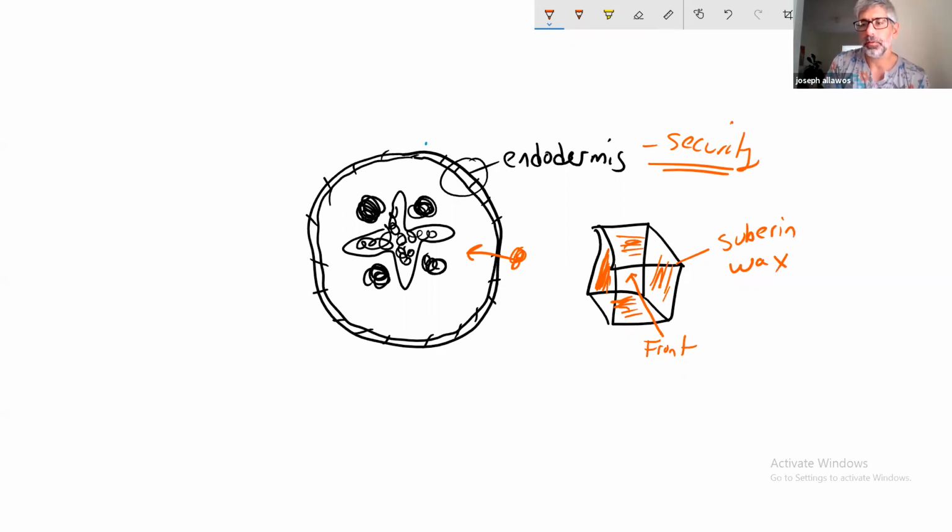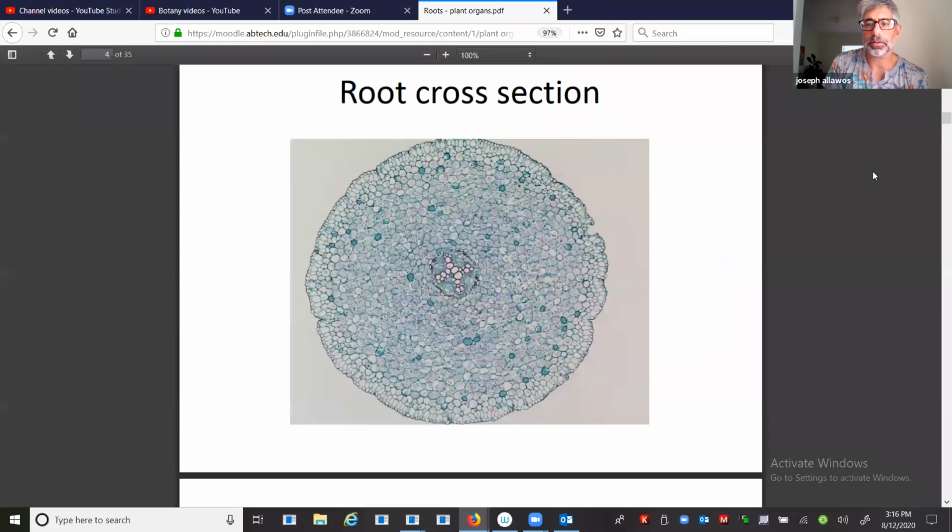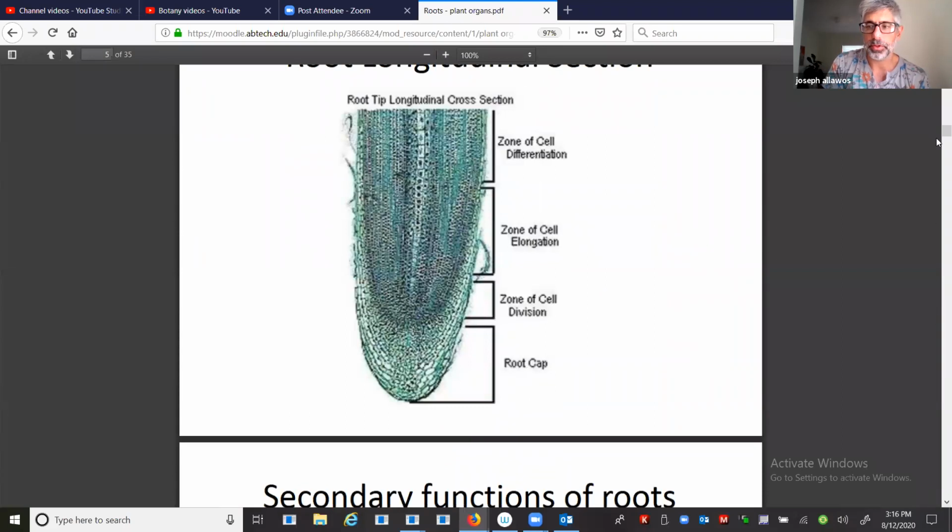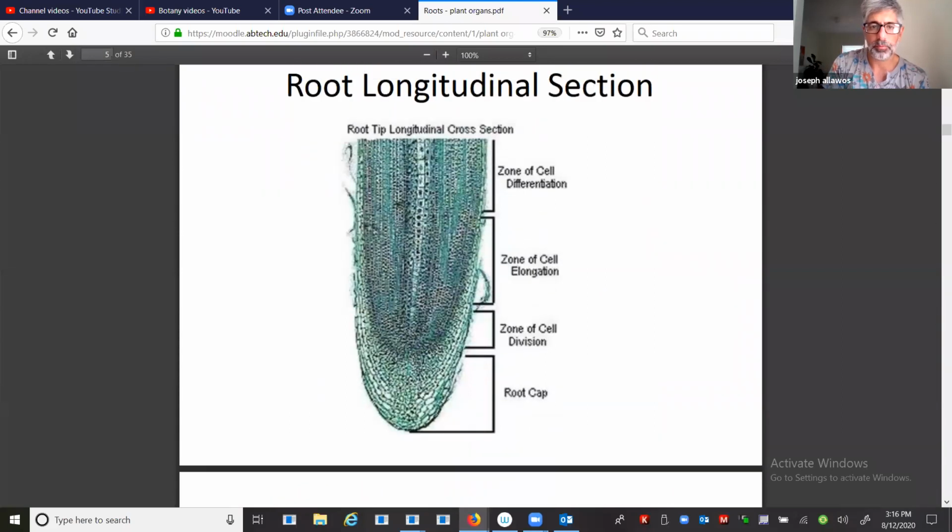Okay. Let's see what now. Now we can talk about secondary. Oh no, actually, I'm sorry. We have to think about a longitudinal section of a root now. There's a lot of morphology here, but since we're not really getting to have lab with microscopes, this is good.